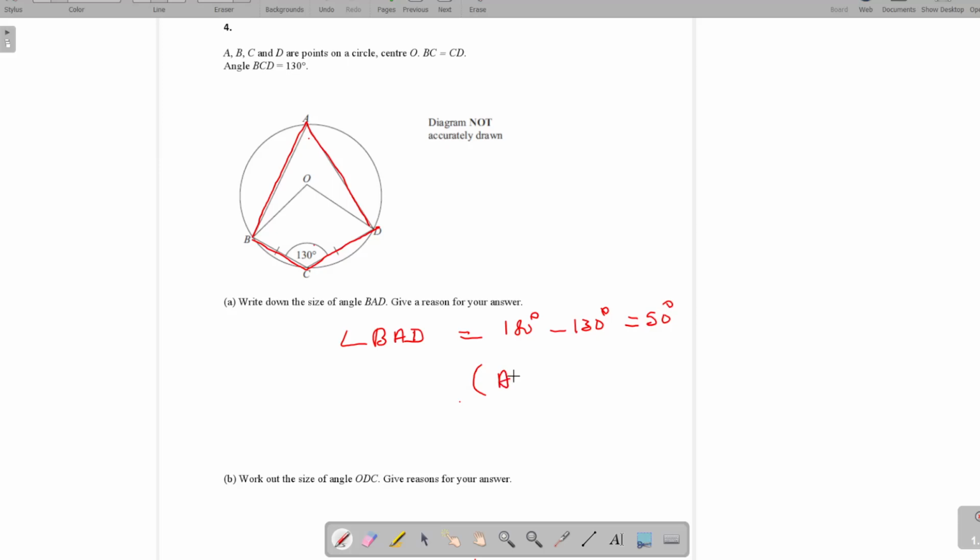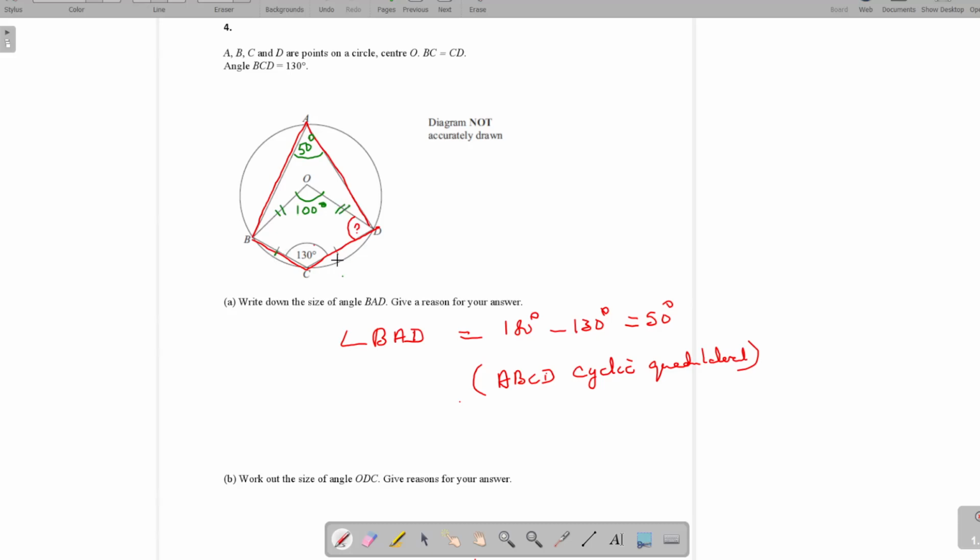So because ABCD is a cyclic quadrilateral, opposite angles add up to 180. Work out the size of ODC. We're going to work out the size of ODC. This is what we need. We know if this angle is 50, this angle must be 100, because the angle at the center is twice the size of the angle made by the same arc at the circumference. So this is 100.